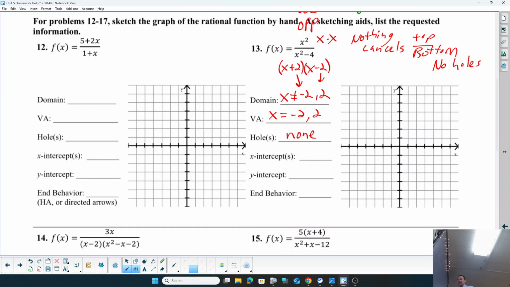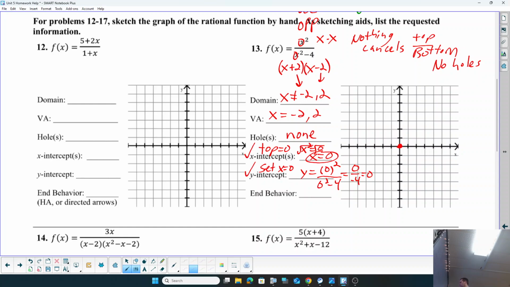Now to find the x-intercept, you just set the top equal to 0. So we have x squared is equal to 0. We square root both sides and we get 0. Now for the y-intercept, you set x equal to 0. So y equals 0 squared over 0 squared minus 4. That's just 0 over -4, which is just 0. So we have an x-intercept and a y-intercept at 0, 0.